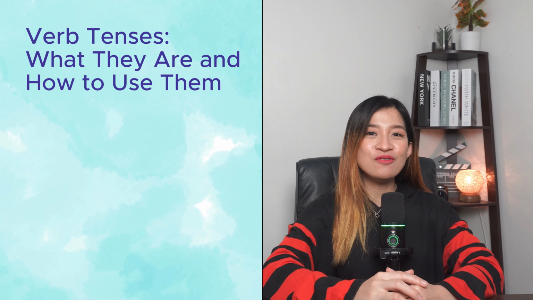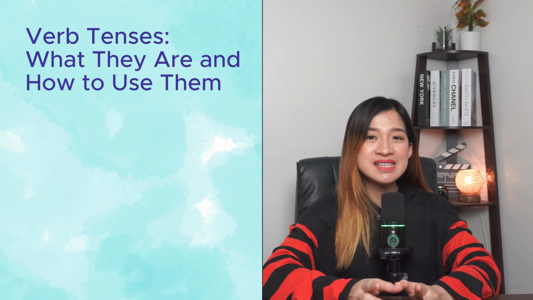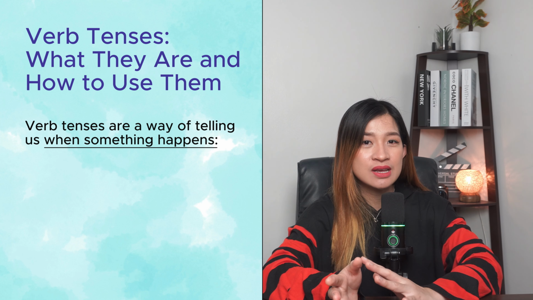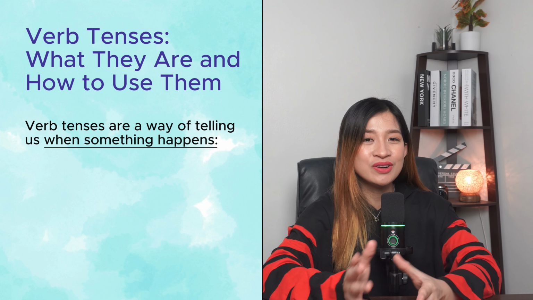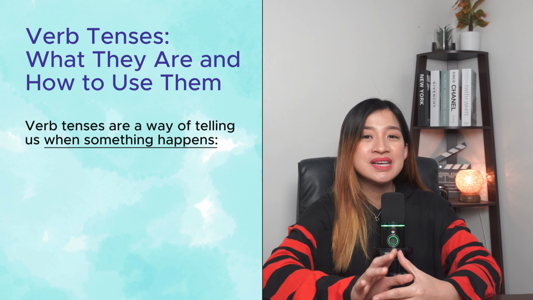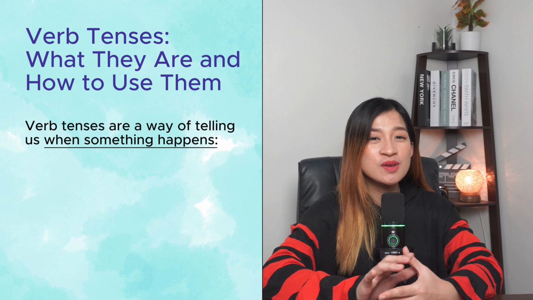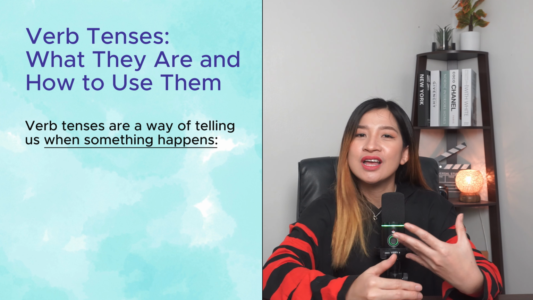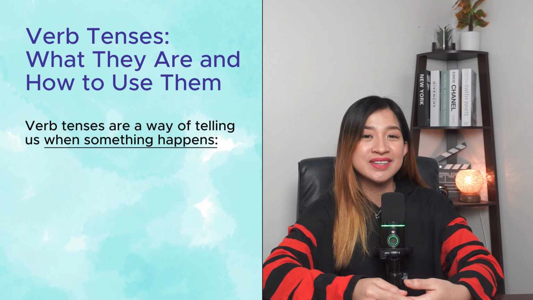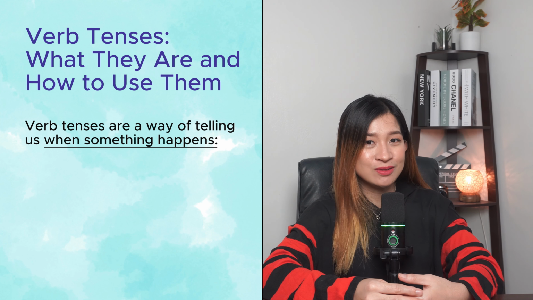All right, let's talk about verb tenses. And don't worry, we'll make this simple. Verb tenses are just a way of telling us when something happens, whether it's in the past, present, or future. Understanding verb tenses is key because it helps you describe actions clearly. Whether you're talking about something that happened yesterday, something you're doing right now, or something that will happen tomorrow. Verb tenses give us that time context. Let's break it down step by step.